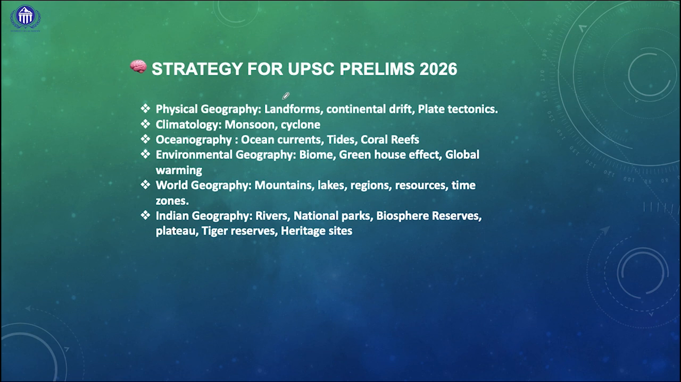In physical geography, while reading, give importance to the various landforms formed by rivers, oceans, and seas. And continental drift and plate tectonics, try to have a good hold on this, where questions can be expected. In the climatological chapter, the basics of monsoon and cyclone should be covered well. When it comes to oceanography, give maximum attention to ocean currents, tides, and coral reefs. And when it comes to environmental geography, the basics of biomes and types of biomes should be covered well. Additionally, try to develop applied conceptual clarity on the greenhouse effect and global warming, and update this information with the current affairs coming in the newspaper.